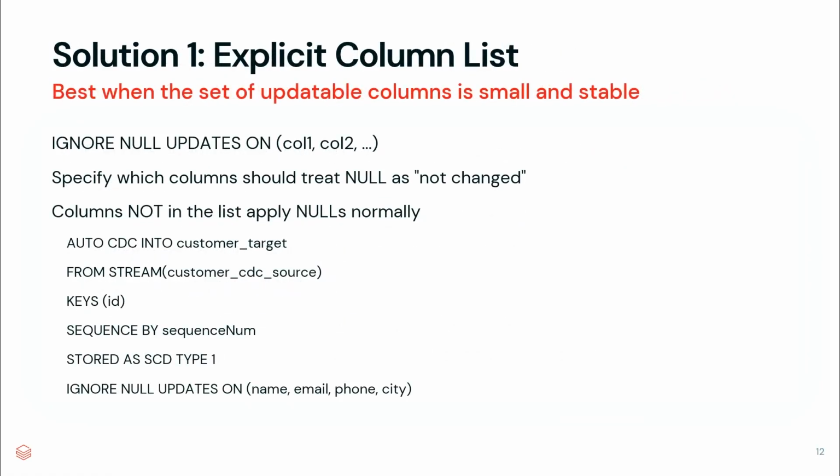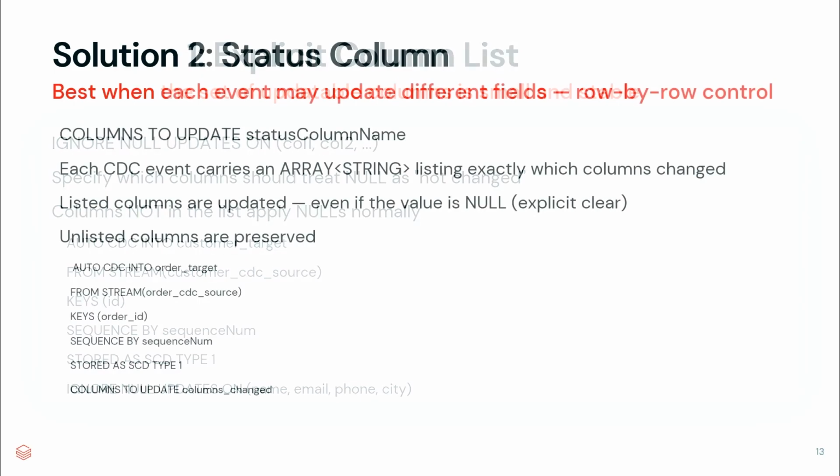The first solution is if you know exactly that you have some subset of columns that will never take nulls. These are golden records. Only if some actual data comes in will I update these, and I'm going to ignore any of the nulls. You can explicitly set it here. You can say ignore null updates on these columns. So this is one way if your use case happens to fit, where you know exactly which columns you want to ignore the null updates for.